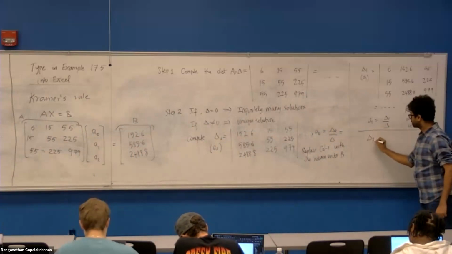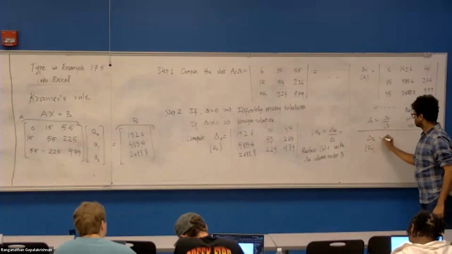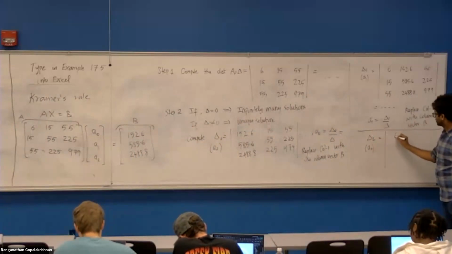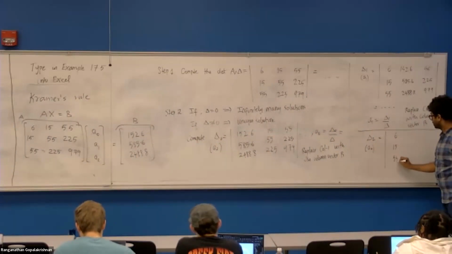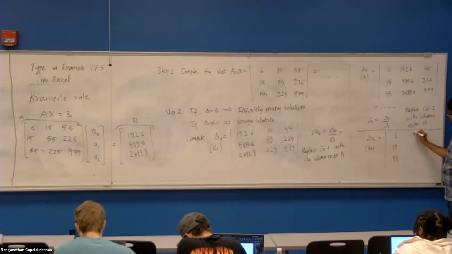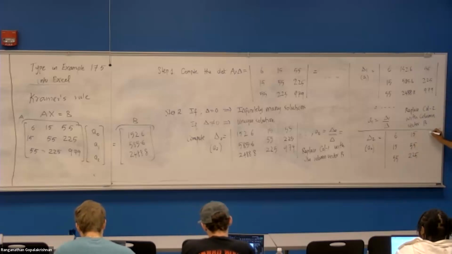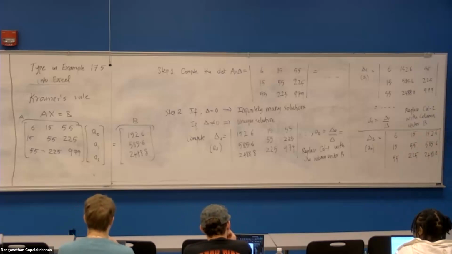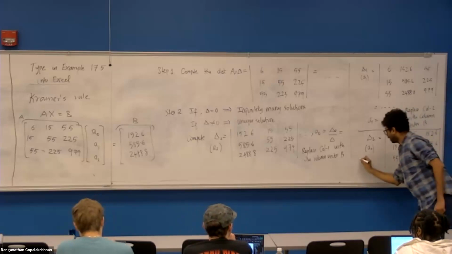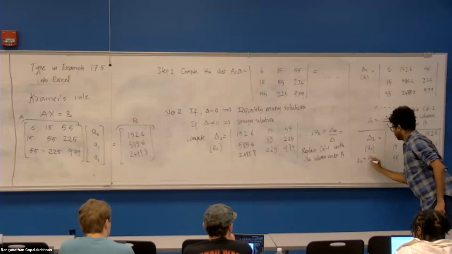Delta 2, which corresponds to A2, is equal to 6, 15, 55. What's the second column? 15, 55, 225. And replace the third column with column vector B, 152.6, 585.6, 2488.8. And you would write A2 equals delta 2 divided by delta.